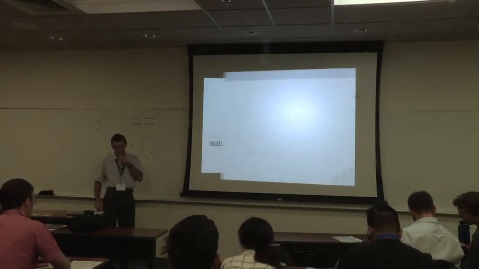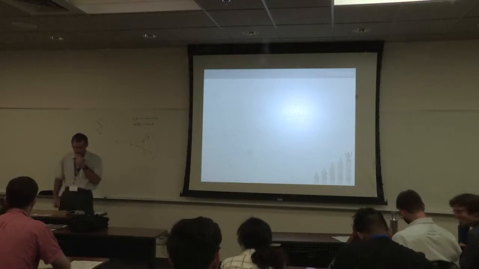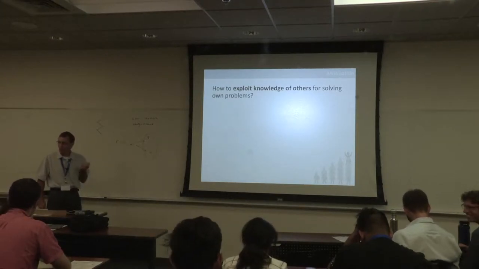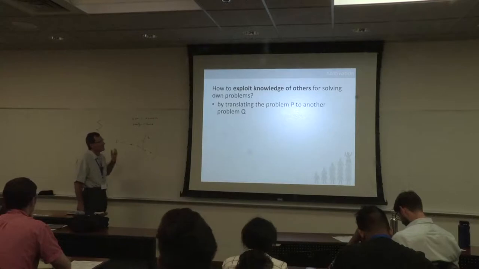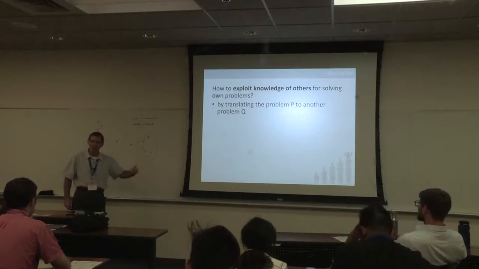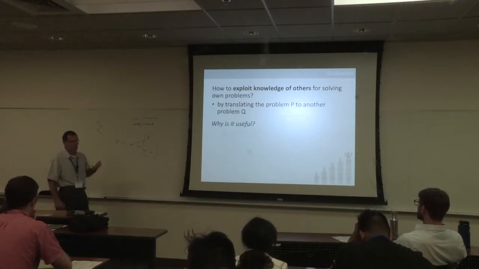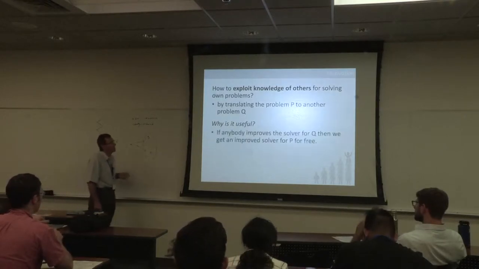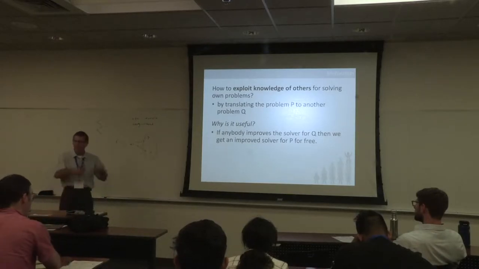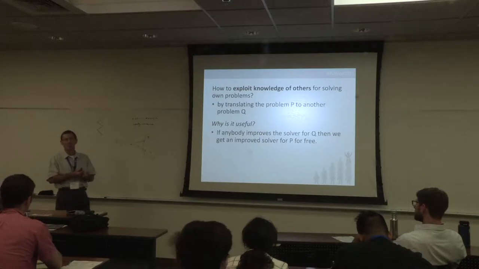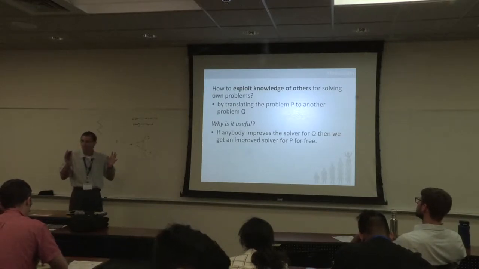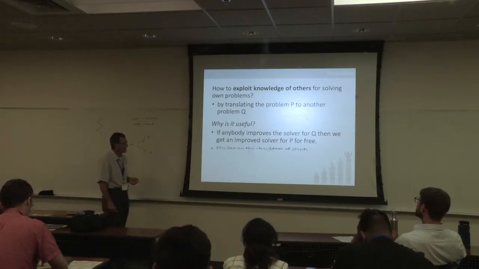So reduction-based techniques are techniques for people like me that are a bit lazy and that would like to exploit knowledge of others to solve my own problems. Because the idea is that you translate the problem to another formalism and you use a solver for that translated problem, okay? Why is it useful? First, you do it once, and if anybody improves a solver, like the SAT solver, immediately your system is much, much faster. And you don't do anything, right? So it's good because your system is improving and you are not doing any extra work, okay?